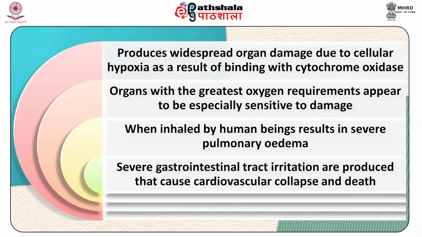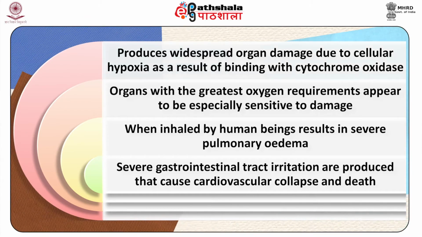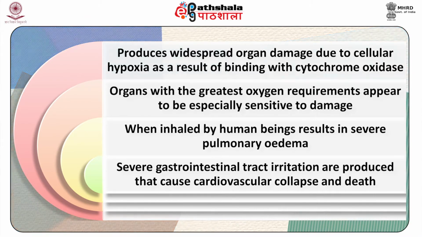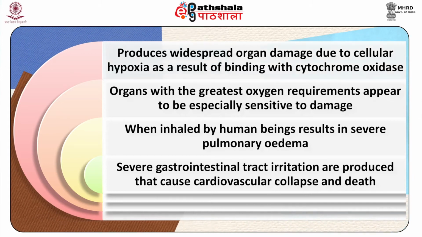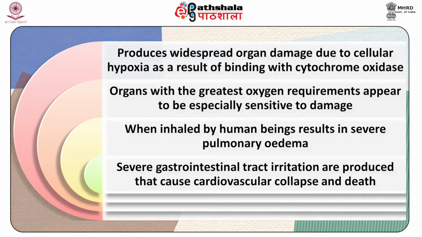Phosphine, when inhaled by human beings, results in severe pulmonary edema. Due to the release of phosphine gas in contact with moisture, symptoms of severe gastrointestinal tract irritation are produced that cause cardiovascular collapse and death. Suicidal poisoning is common with this agent, especially in the northern part of India. Rarely, accidental poisoning may occur to workers working in grain elevators, warehouses and grain freighter, etc.